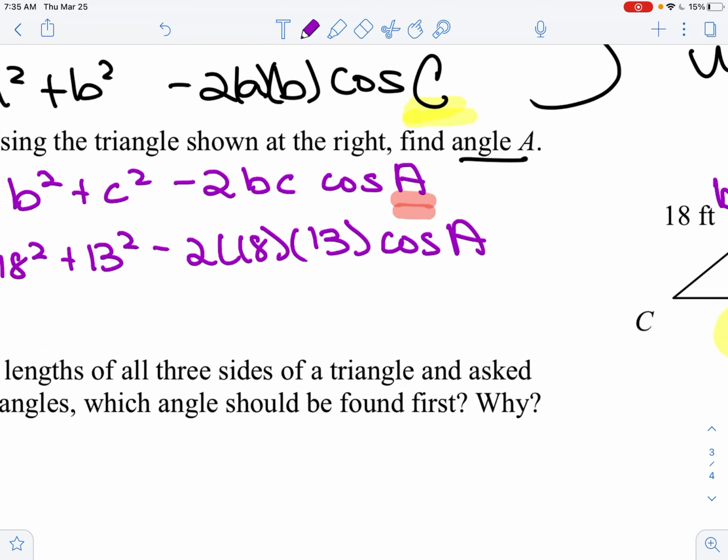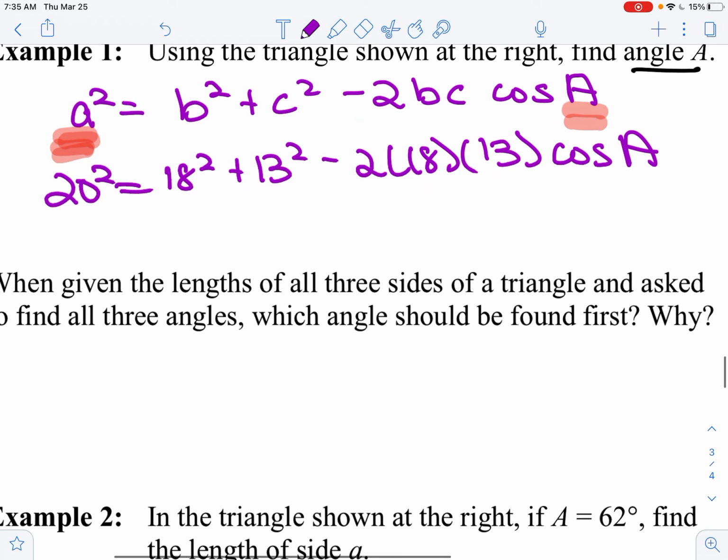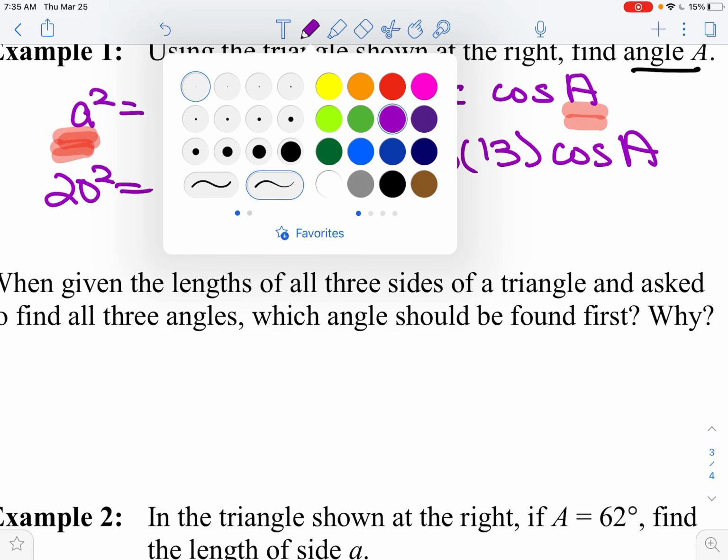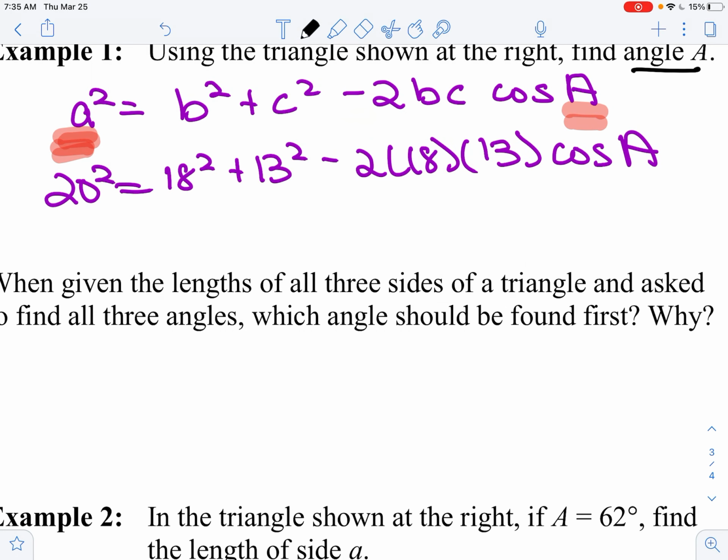So we have to be able to get A by itself now. We're going to do some math and move some stuff over, okay? So I know 20 squared is 400 equals 18 squared plus 13 squared. I'm just going to do that together in my calculator. 18 squared plus 13 squared becomes 493 minus 2 times 18 times 13. If you put that in your calculator, it becomes 468 times the cosine of A.